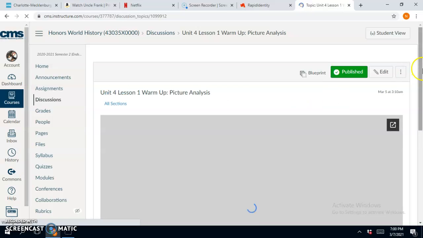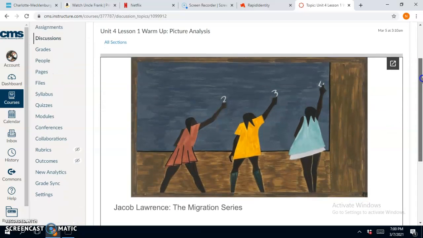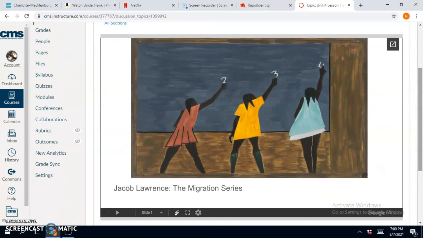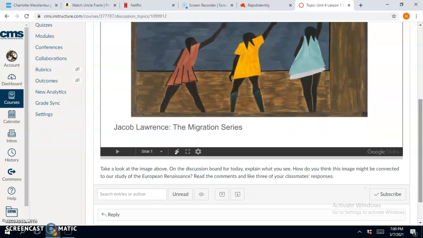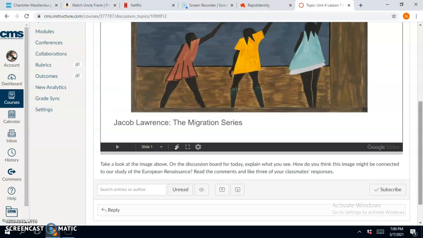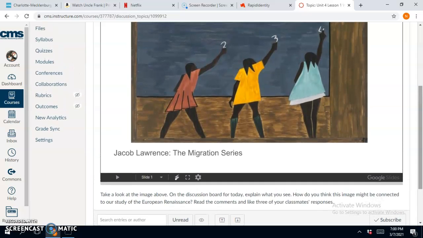And the first thing is that warm up of the picture analysis from the Harlem Renaissance. It's by Jacob Lawrence. And at first, the first image asks you to take a look at it, and then in the discussion board, explain what you see. You have one student in blue, one in yellow, and one in pink. And the question says, how do you think this image might be connected to the study of the European Renaissance?